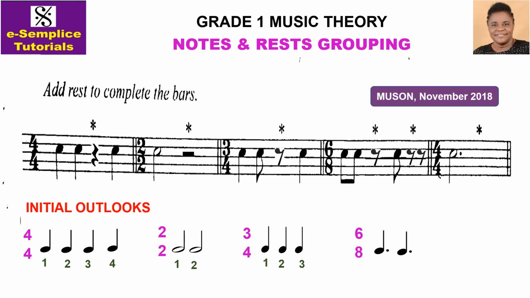Now I know some of you will be asking, why can't we use a crotchet rest? It is best practice for you to use 2 quavers, because this is a compound time. Now the last one, 4/4 time, we already have it, so that's very easy to balance. Let's proceed.